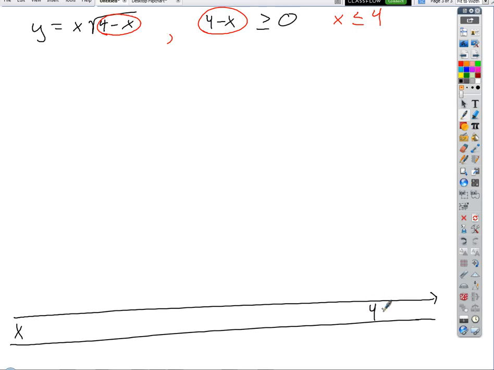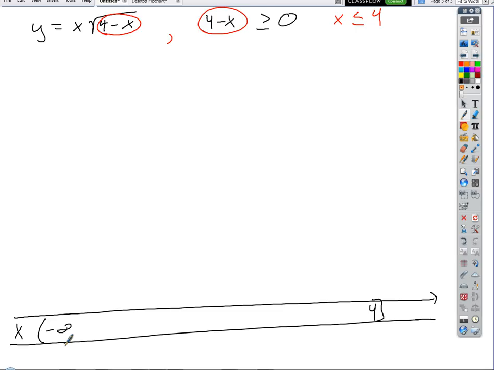What kind of bracket am I going to put up there? Yeah, a bracket, not a parenthesis. Okay, so there's our domain, right? And now we get to do calculus.